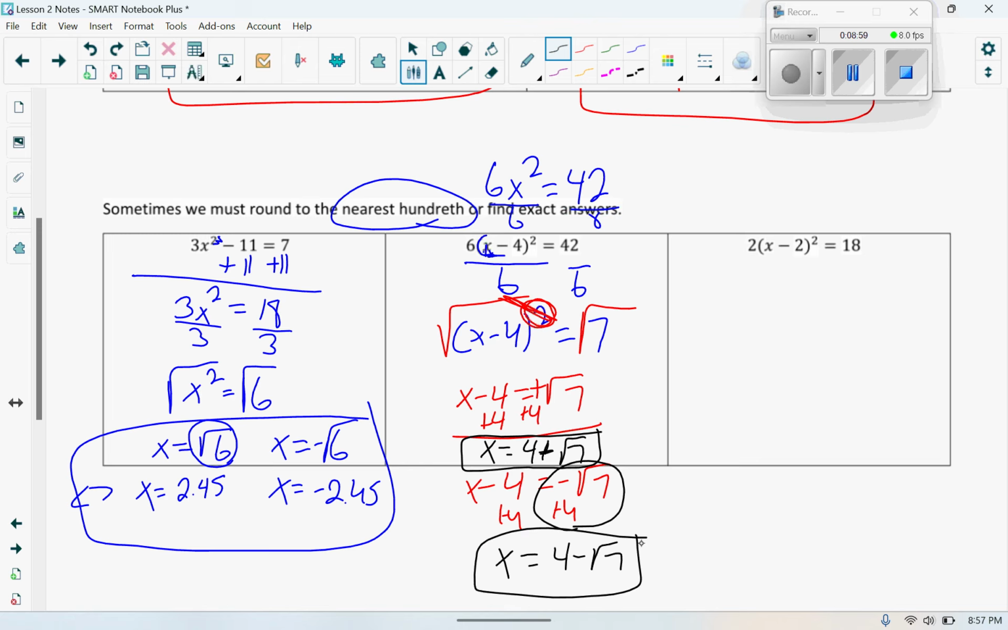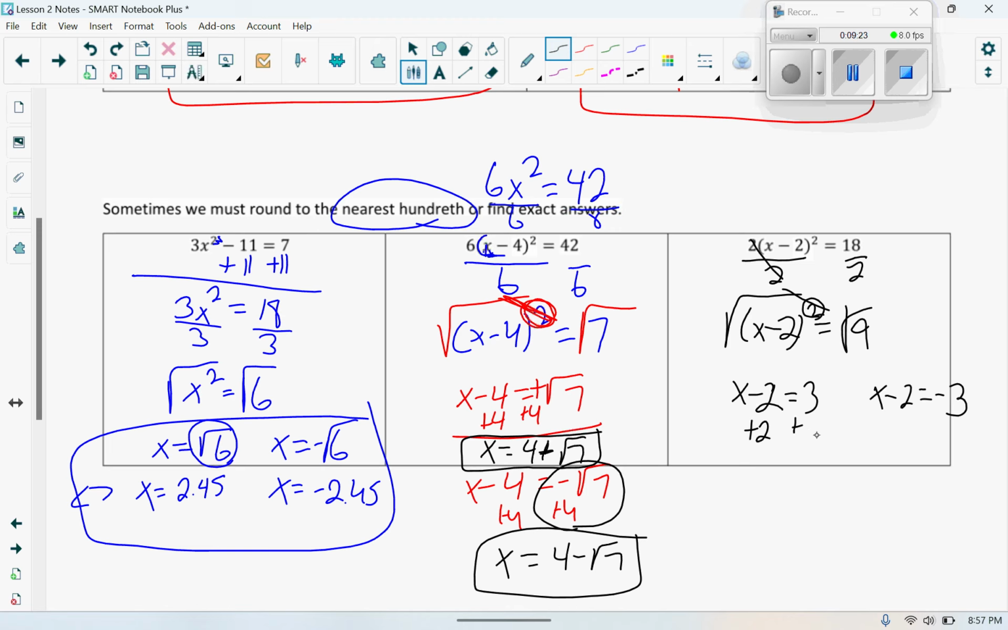Okay, so let's do this one. So this is x minus 2 squared is equal to 9. And then now to undo that squared, I'm going to take the square root of both sides, and I get x minus 2 is equal to 3, and x minus 2 is equal to negative 3. Okay, so I'm going to add 2 to both sides, and I get x is equal to 5. And over here, I'm going to add 2 to both sides, and I get x is equal to negative 1. And that is it.